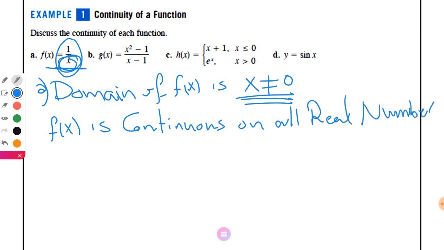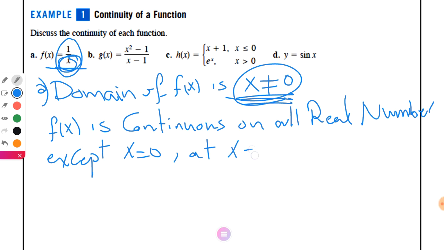except x equal what? 0. Understand? Because any function is continuous on its entire domain. Since the domain is x not equal 0, what does it mean? It means all real numbers except x equals 0. Any other value of real number except 0. Understand? At x equal 0, the function is undefined.